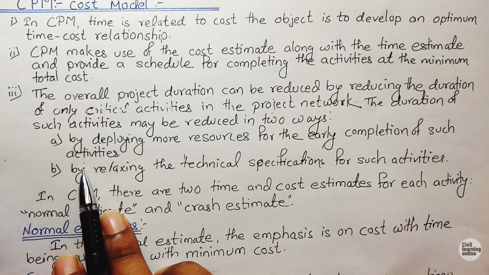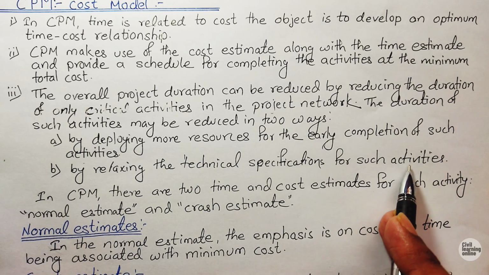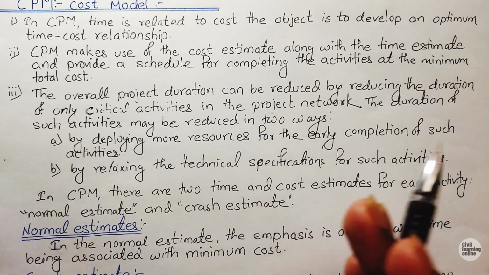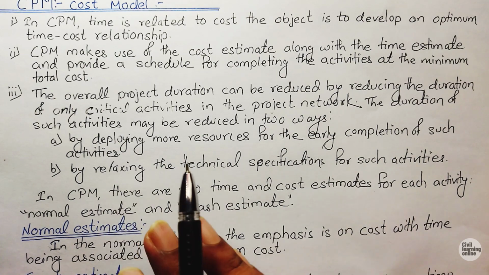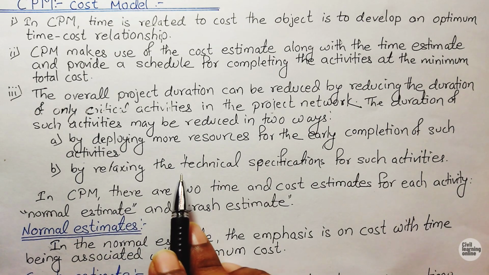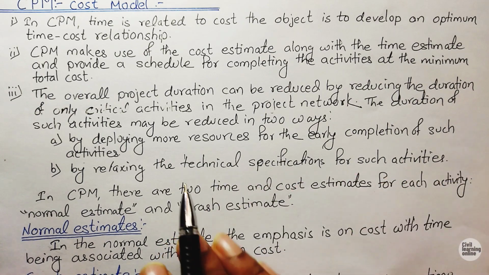And the second method is by relaxing the technical specification of such activities. There are different technical specifications of activities, so we can relax, meaning we can compromise the technical specification of some activities, so that the duration can be reduced.